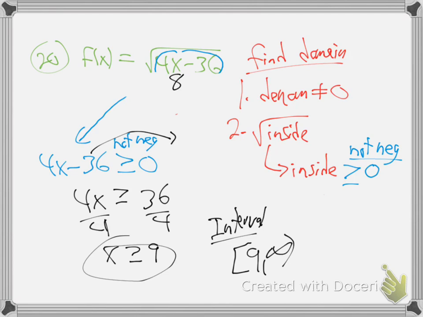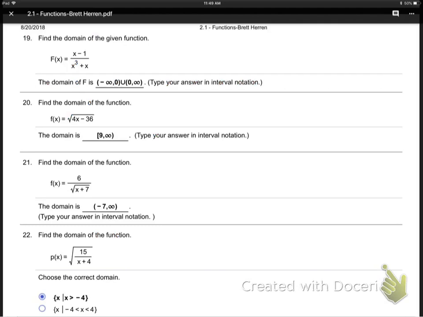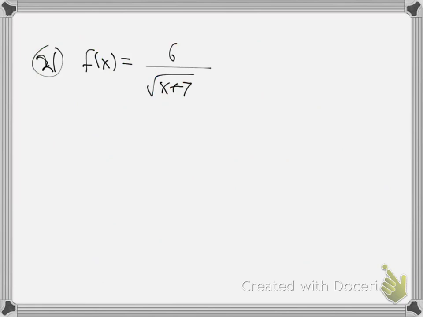All right. So that's the second issue. We have two issues. Denominators can't be 0. Inside of roots have to be greater than or equal to 0, not negative. So we just look for those. So 21, 6 over root. Wait, am I doing that right? Where is that? 21, 6 over root of x plus 7. Yeah, that's right. All right, same thing. Find the domain. Find the domain on that one. Give you a second.